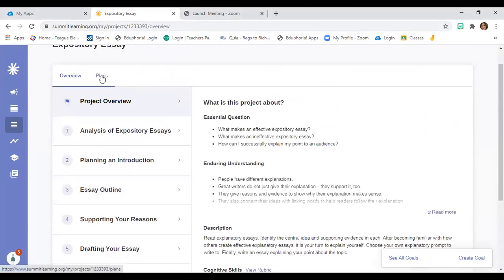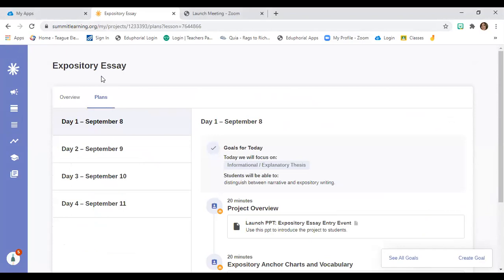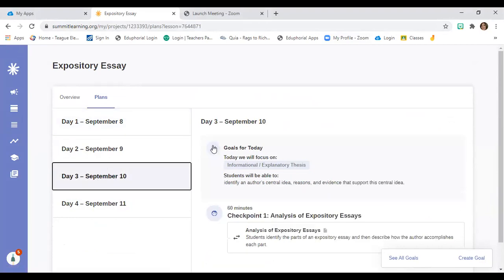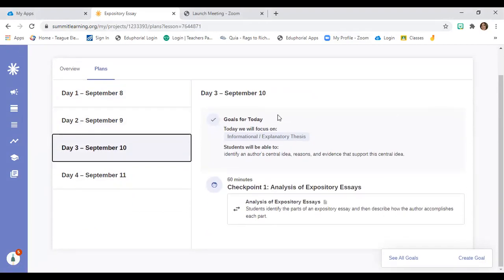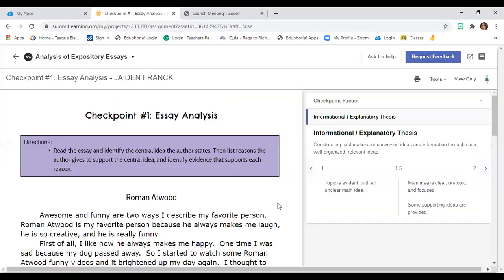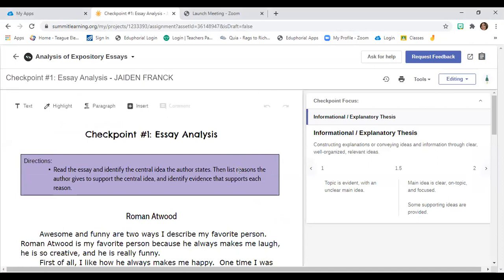So go ahead and click on plans. Okay, then you're going to see the days. Today is September 10th, so we're doing day 3. Click on September 10th, then you have your goal, which I read to you. Then you have your checkpoint number 1, analysis of expository essay. You're going to click on it, and then this is going to open.